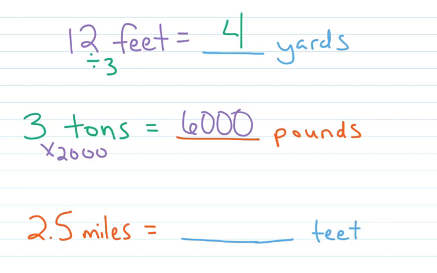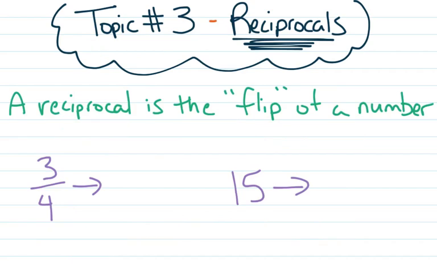And then again, same as this last one, you got to multiply by your magic number of 5,280. And again, please use those calculators. If I take 2.5 times 5,280, it's going to tell me that that is 13,200 feet. Woo!